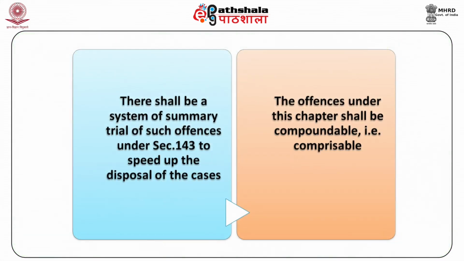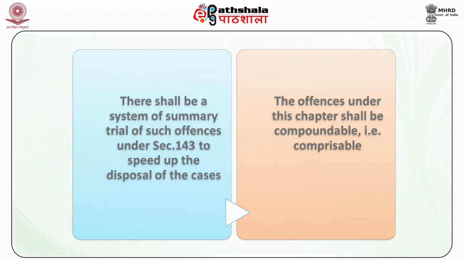Fourth, there shall be a system of summary trial of such offences under section 143 to speed up the disposal of cases. Fifth, the offences under this chapter shall be compoundable, that is, compromisable.